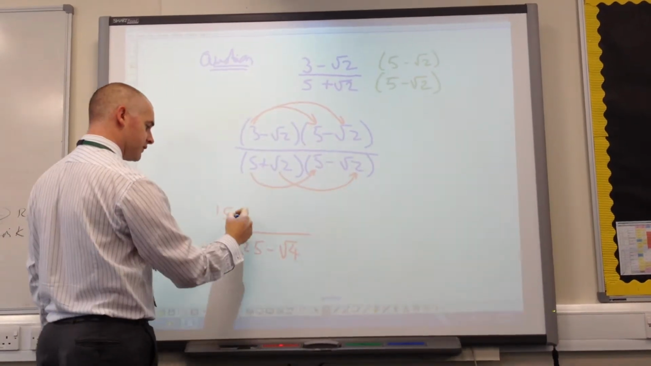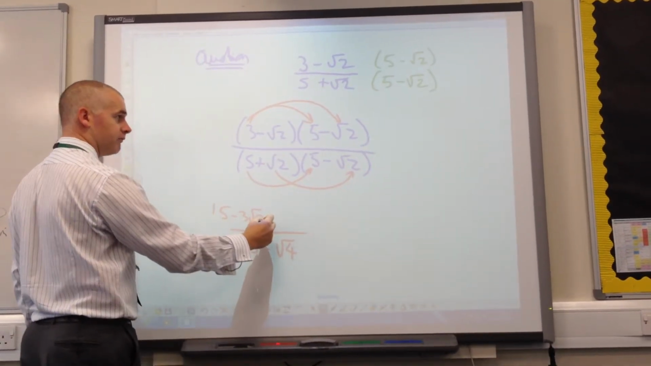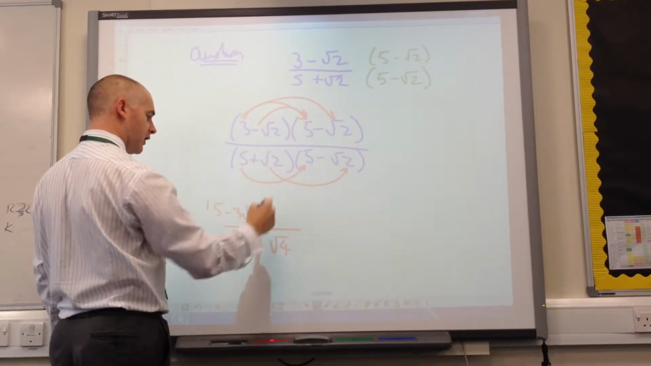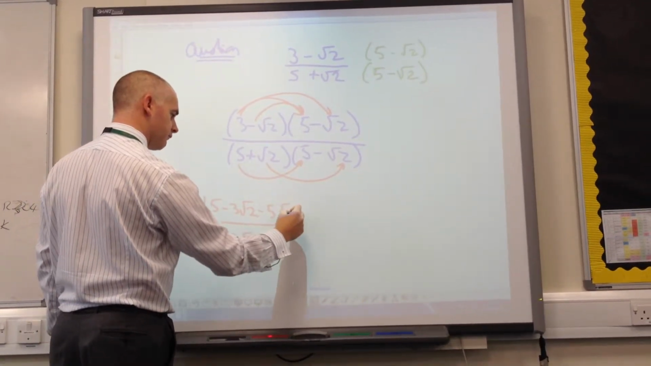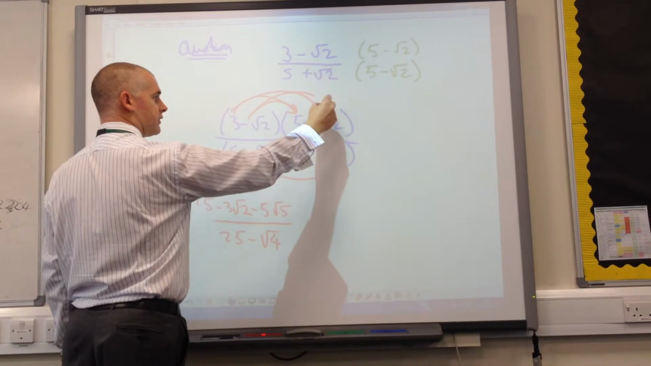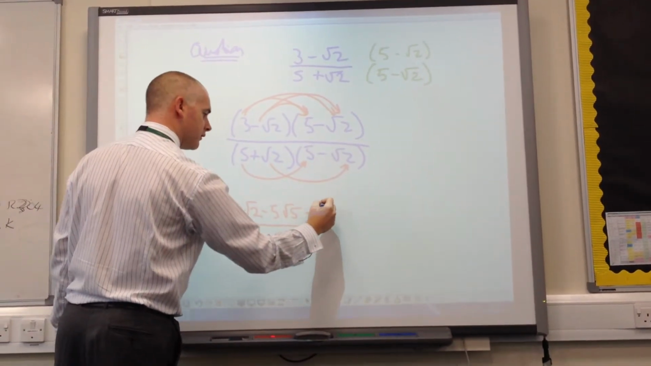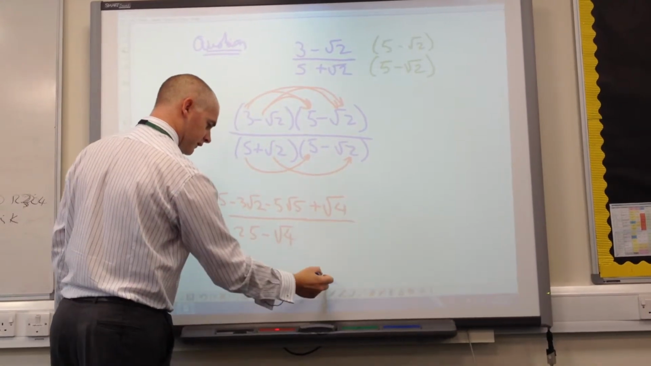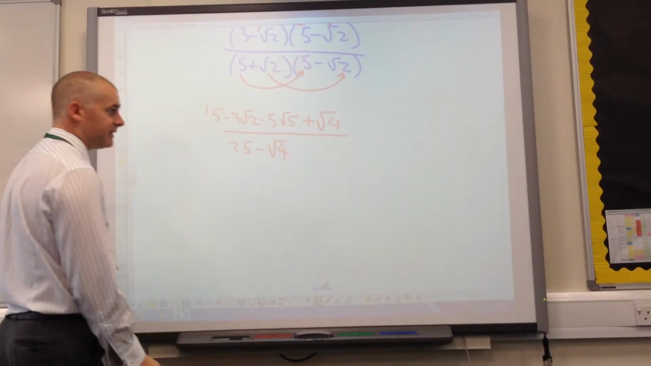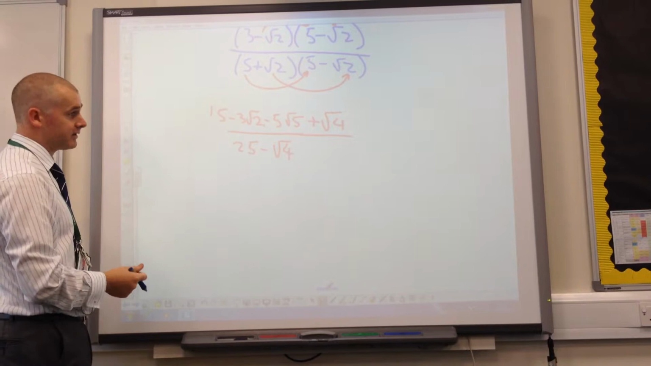3 times minus root 2 is minus 3 root 2. Minus root 2 times 5 is minus 5 root 2. And minus root 2 times minus root 2, minus times a minus is a positive root 4. Now that is almost the answer, but you now need to just simplify the roots and collect like terms.